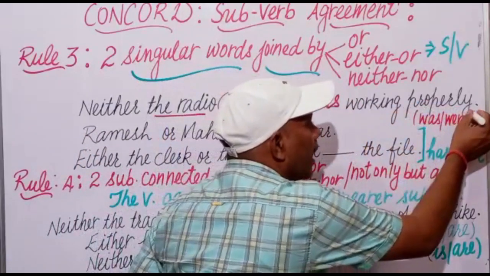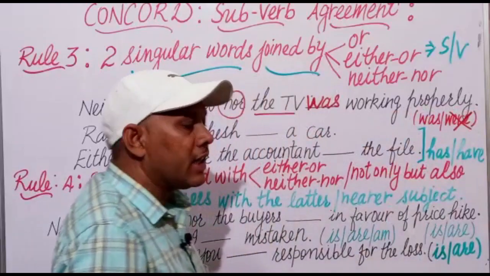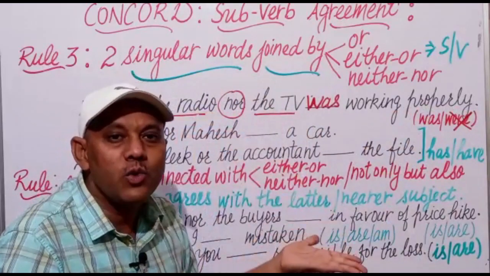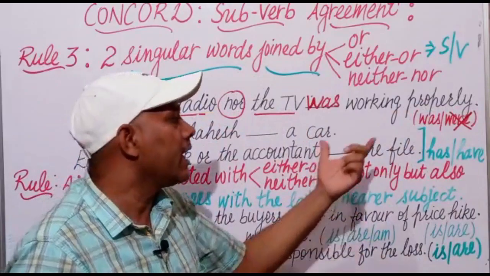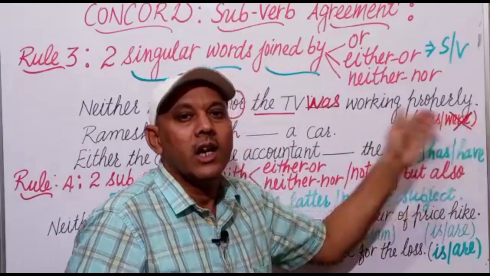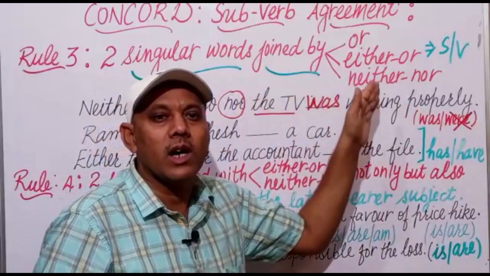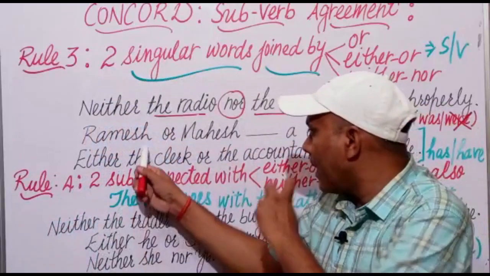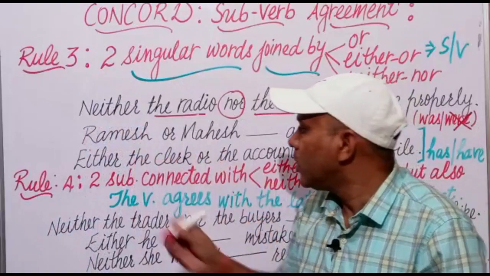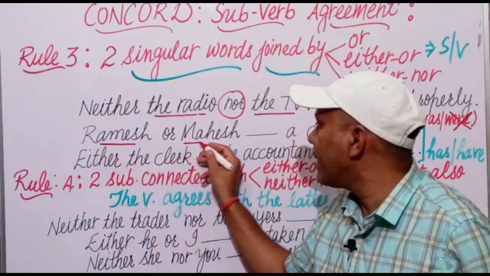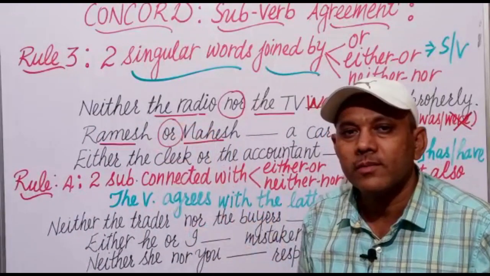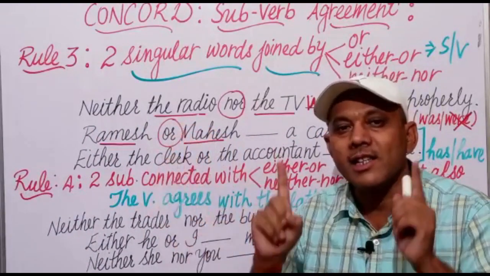यहां हम वर्क का यूज नहीं करेंगे, ये देखकर कि यहां टीवी और रेडियो दो नाउन्स हैं, दो सब्जेक्ट्स हैं, इसलिए हम प्लूरल लगा दें. नो, ऑलवेज टेक ए सिंगुलर वर्ब आफ्टर देम. नेक्स्ट एग्जांपल इज Ramesh or Mahesh. There are two nouns, Ramesh and Mahesh, two proper nouns joined by or. Always take a singular verb.